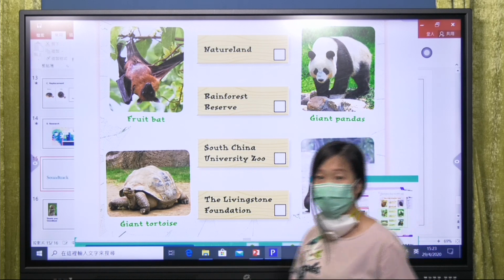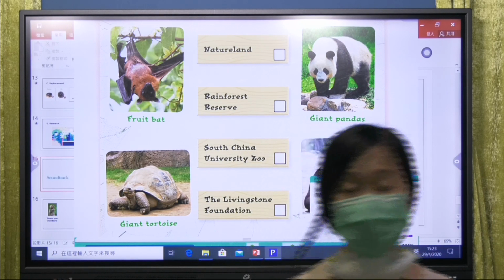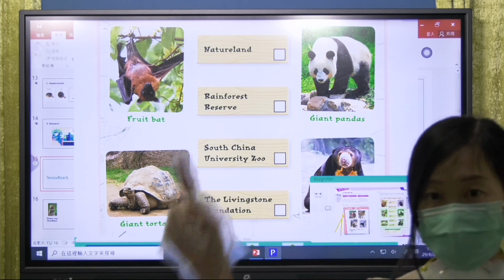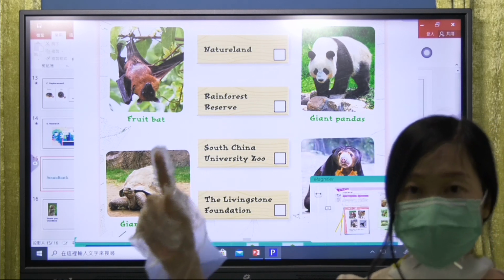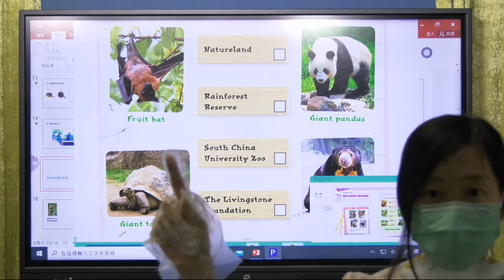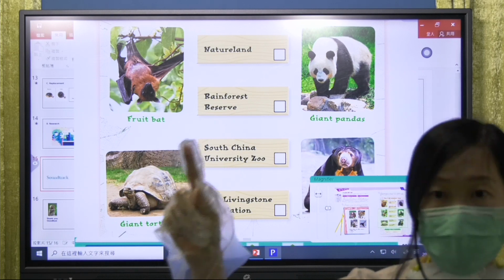So, are you ready? Really ready? So, listen and try to, number 1, draw arrows. Number 2, write down in the boxes the correct option A, B, C, D.